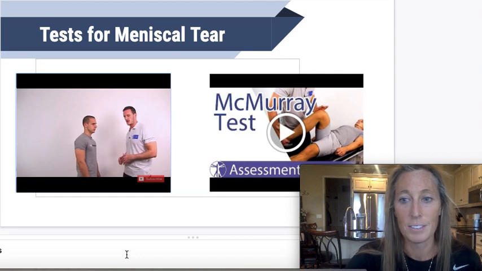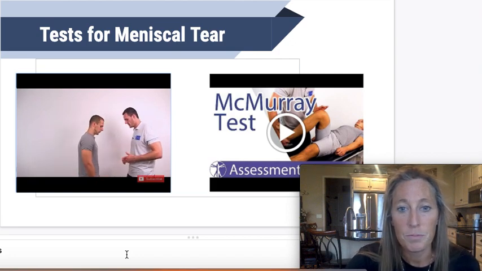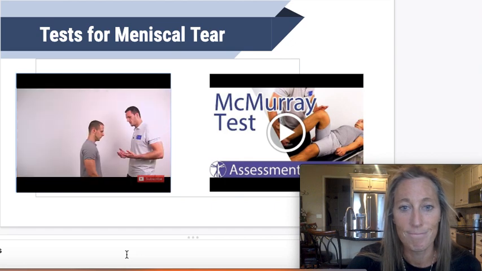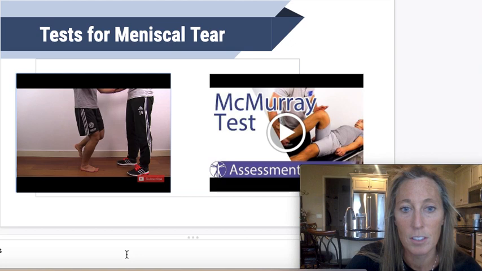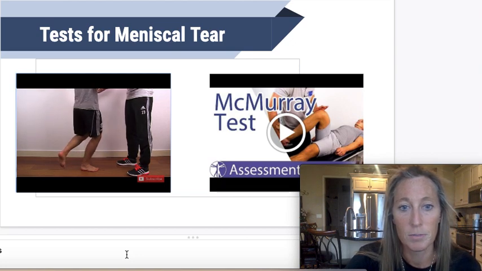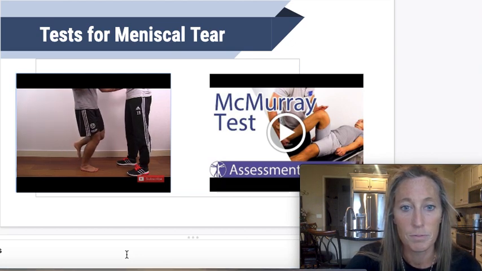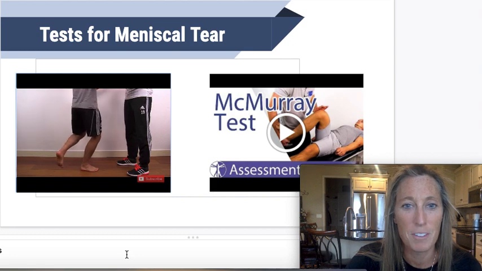To perform this test, have your patient stand on the injured leg, which is flexed to 20 degrees. Your patient may hold on to your arms for support. Then rotate over the tibia 3 times on each side. That looks painful.